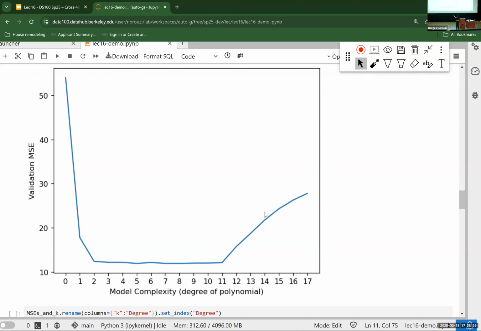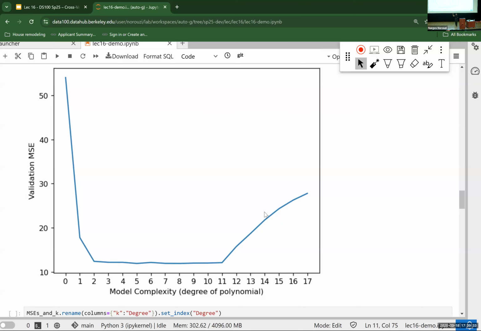So when the model complexity is 0, meaning that I have a degree 0 polynomial, what is that? That's a constant model, right? So when I have a constant model, I have a very high validation MSE. It's really hard to fit the data if you don't have any signal or you're not using any information from the data. As you increase the model complexity, you see that the validation error drops, but then we're hitting this plateau area, and then there's this part starting from 11 that keeps increasing.